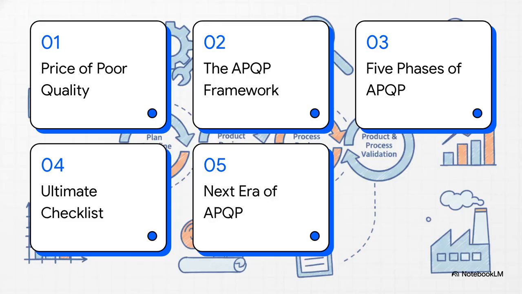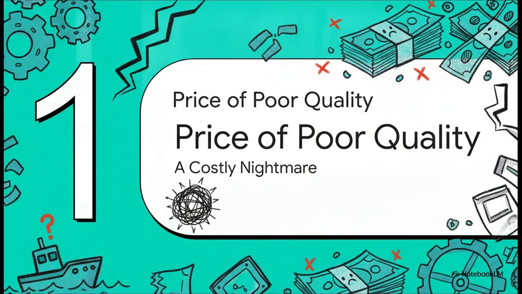So here's our roadmap for today. We're going to cover the price of poor quality, jump into the APQP framework, break down the 5 phases of APQP, look at building the ultimate checklist, and wrap up with the next era of APQP. Okay, let's jump right in. Section 1, the price of poor quality.